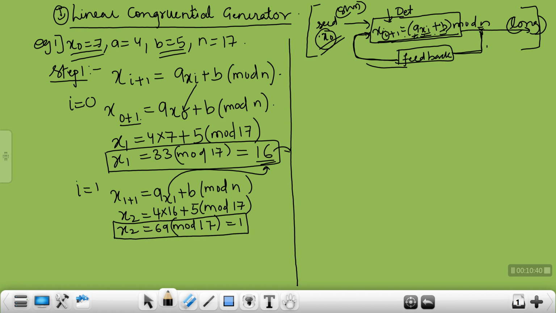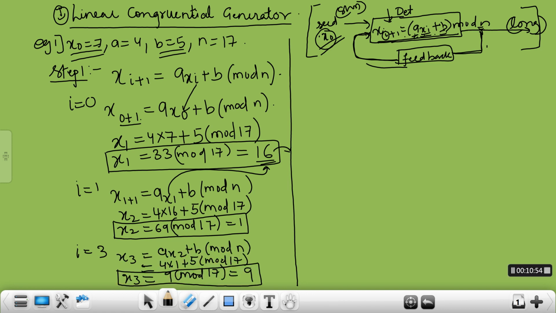Now what is the third term that we need to calculate? For i equals 3. I want you all to find out the value for i equals 3, and let me know what the answer is. So as per the equation, the value of x3, as told by you all, will be nothing but 9 mod of 17, which is equal to 9.